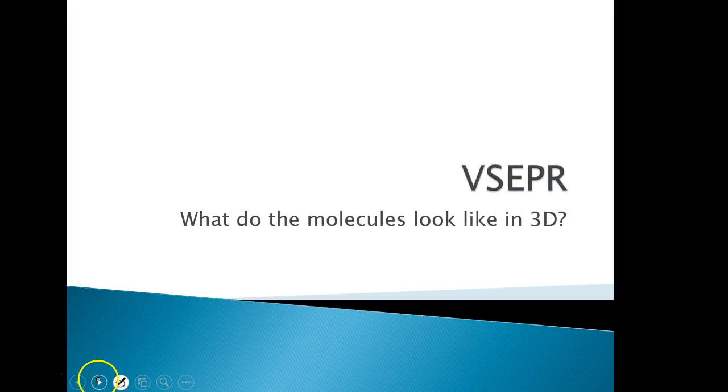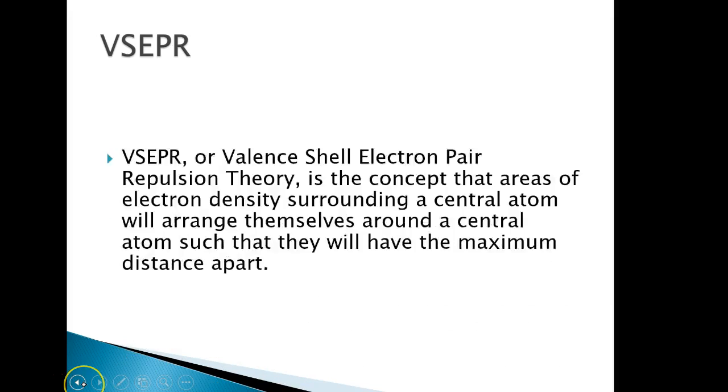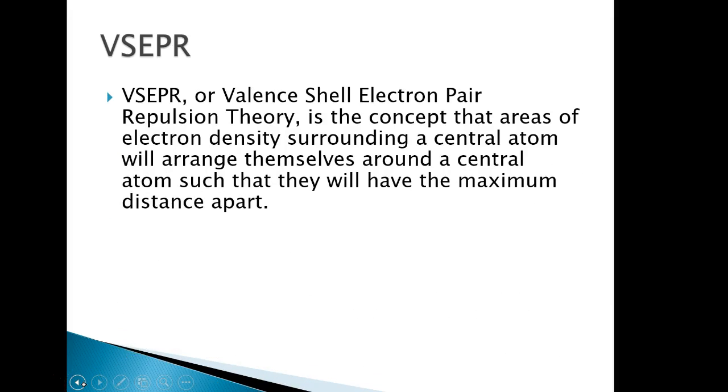It stands for valence shell electron pair repulsion theory, but basically it's an idea of what the molecules look like in 3 dimensions. Because when we draw them on the computer, or we draw them on the board, or we draw them on paper, it's 2 dimensions. And that's not really the way things line up.